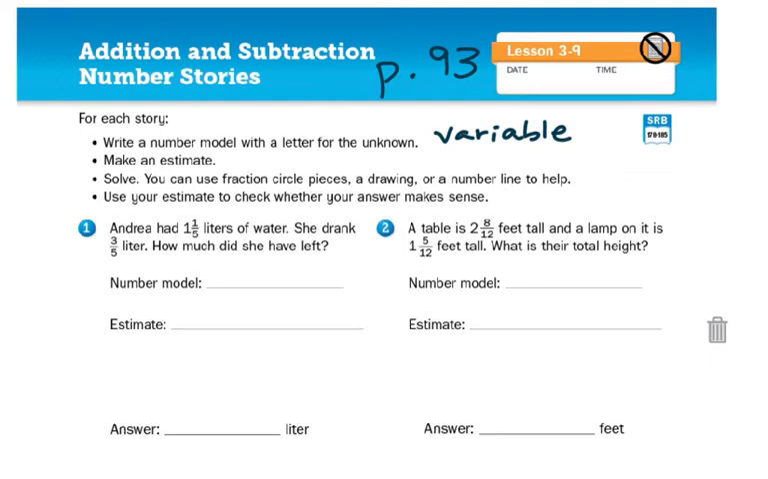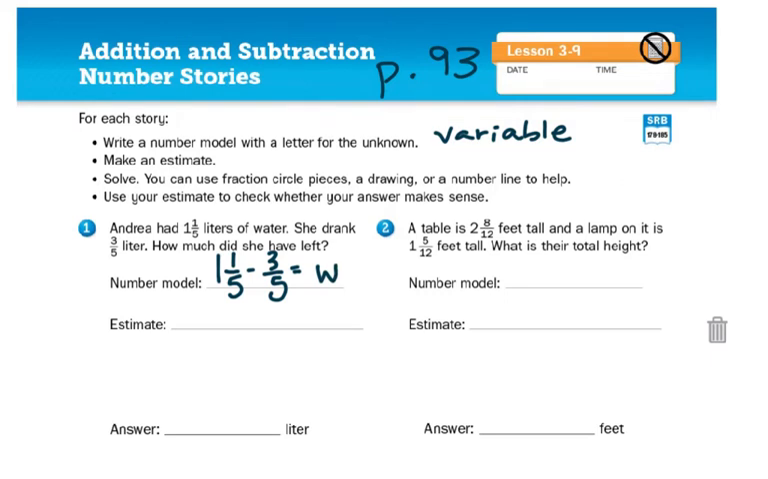So number 1, Andrea had 1 1/5 liters of water. She drank 3/5 liters. How much did she have left? So our number model is she started with 1 1/5. She's subtracting 3/5. And I'm going to put W for water. It's a lowercase letter of the alphabet.